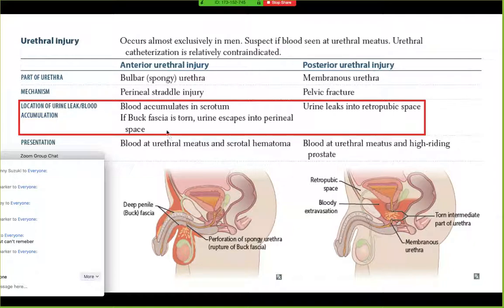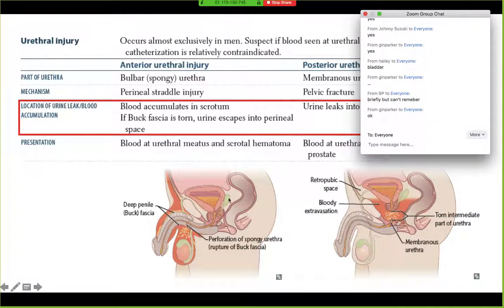And then also on this side, you can have urine escaping into the perineal space, and then also blood accumulating in the scrotum if you have perforation of the spongy urethra, so the part of the urethra within the penis, or if you have a tear in this Buck's fascia. I know, haven't got to some of these names yet. Keep in mind this is just the intro lecture, so another thing to kind of put a pin in and come back to when you've had the male anatomy.